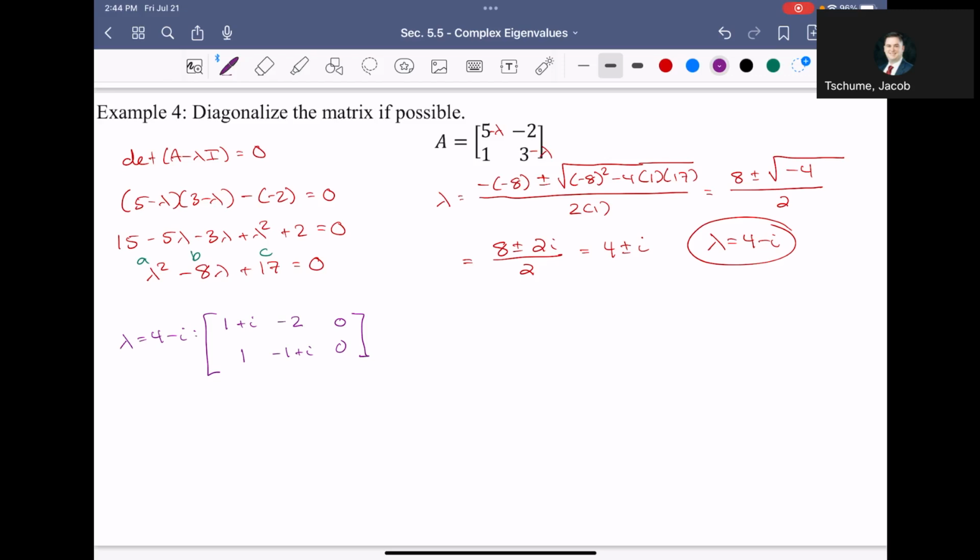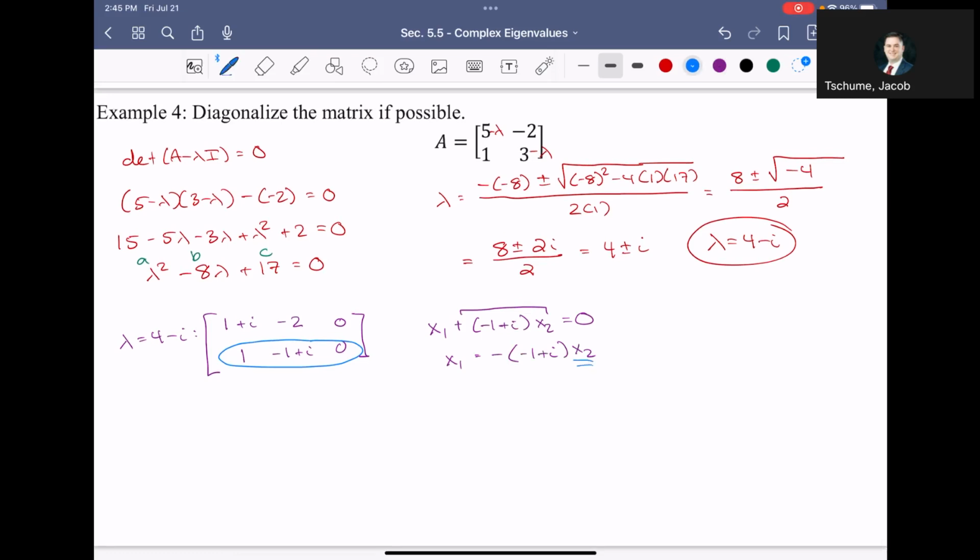Once again, it doesn't matter which row you technically pick. I always pick the one with the smaller constant. So I'm going to pick row 2 again, which tells me that x sub 1 plus a -1 plus i times x sub 2 should equal 0. And so if I solve for my x sub 1 here, I'm going to subtract this entire term over, and you should get the negative of -1 plus i times x sub 2.